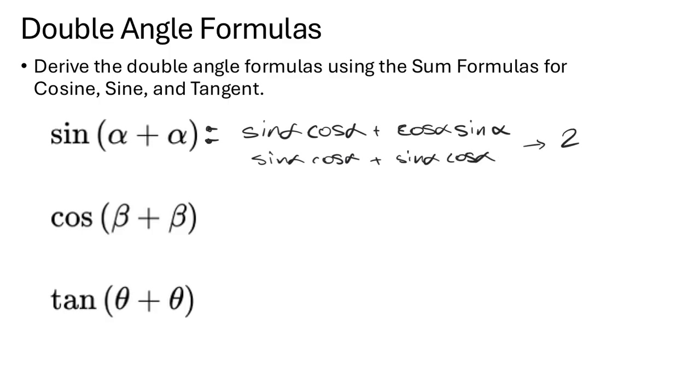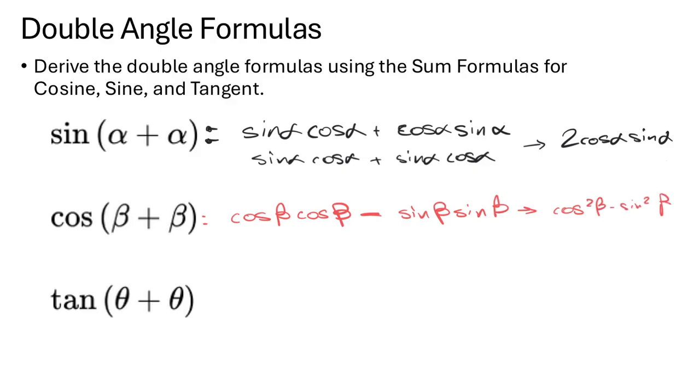We combine like terms, we get 2 cosine alpha sine alpha, or you could write it as 2 sine alpha cosine alpha. Order doesn't matter here. Generally, try to go alphabetical. So let's switch to red for cosine. Remember, this one was cosine first for both: cosine of the first angle times cosine of the second angle. And then the sign in between is the opposite. So now we have subtraction, and then it's sine beta, sine beta. And this simplifies to cosine squared beta minus sine squared beta.